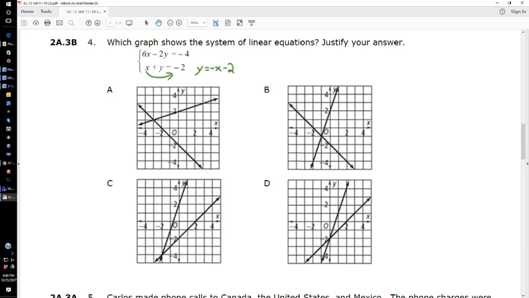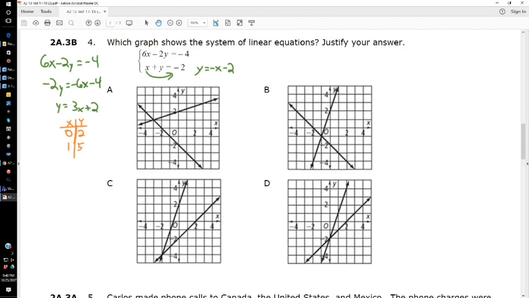6x minus 2y equals -4. Subtract 6x: -2y equals -6x minus 4. Divide by -2. y equals 3x plus 2. Just to get ourselves some points, if x is 0, y is 2. How much room is on these? It's very short, so let's do x is 1. 1 times 3 is 3, plus 2 is 5.